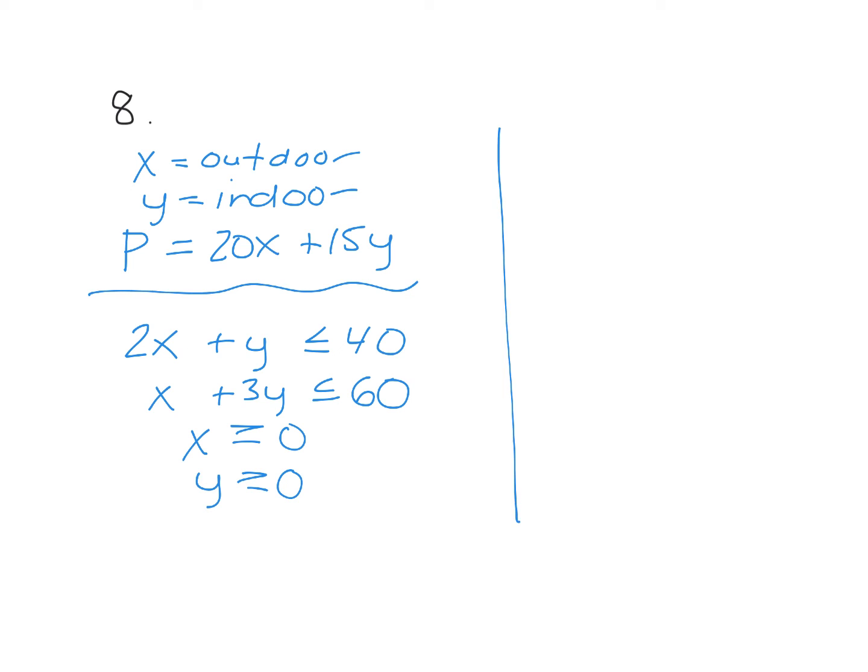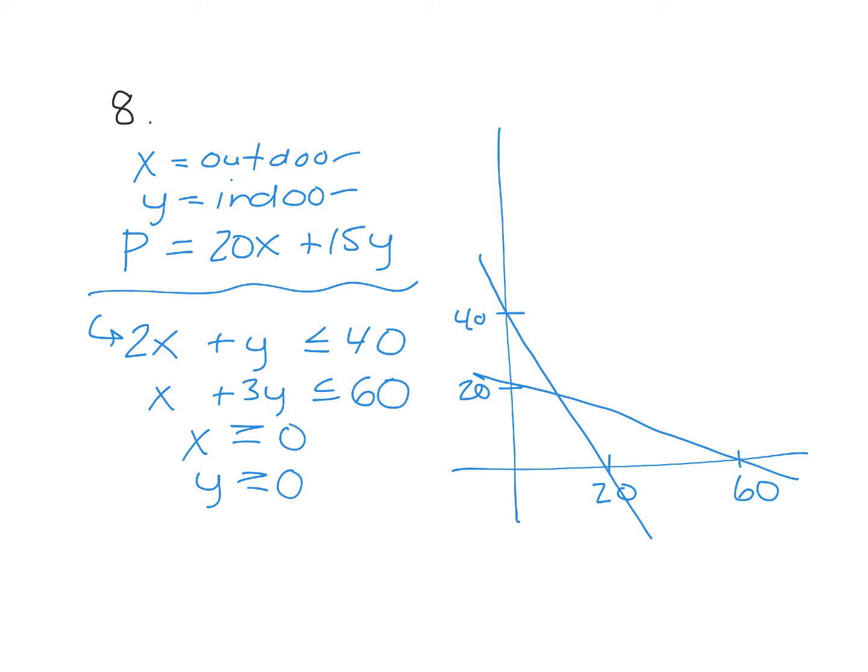So I have a vertical line through 0, horizontal line through 0. This particular inequality would have an x-intercept of 20 and a y-intercept of 40. I'd shade below that. And then I have an x-intercept of 60 and a y-intercept of 20 for the other one. And I would shade below. So this is my feasible region. Important points are my corner points, which you can see are 0, 0, 0, 20, 20, 0. This one's not so obvious.